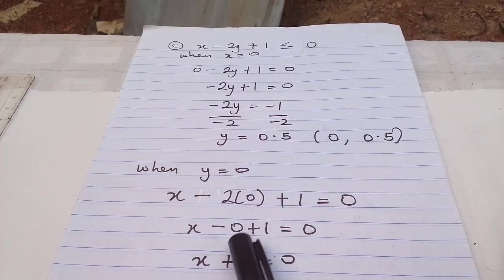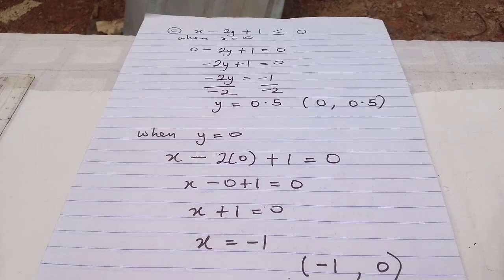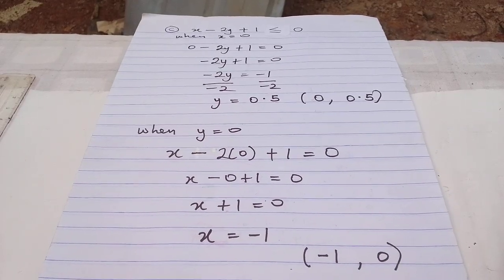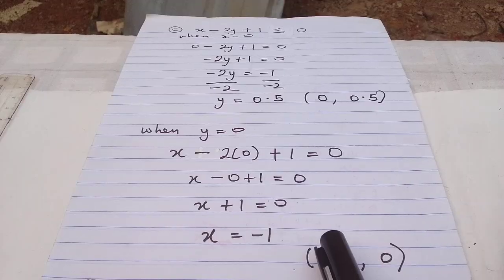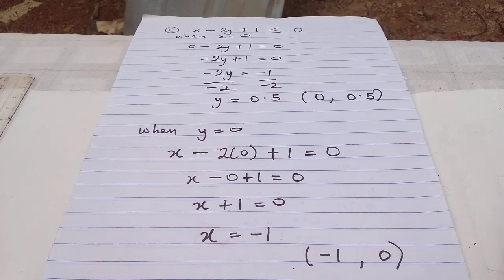If I bring this plus 1 to this side, it turns to minus 1. So it means the second coordinate is 1. When x is minus 1, y is 0. So you add the value of x before y. When x is minus 1, y is 0.